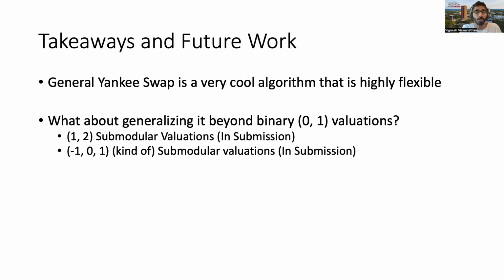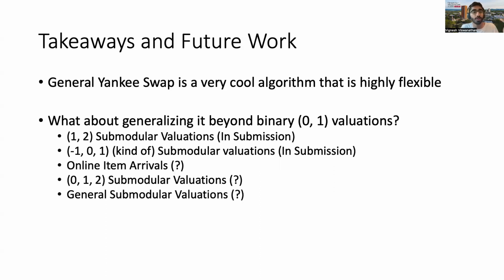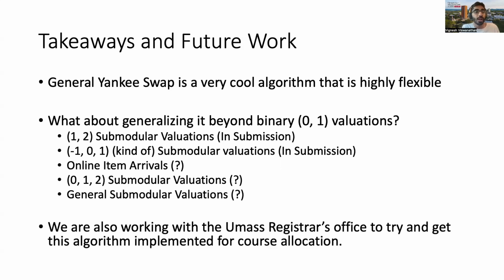We have done some work on this front. For example, instead of 0, 1 valuations, what if you had 1, 2 valuations? Then we show that a similar framework works. Similarly, for -1, 0, 1 valuations, again, a similar framework, but we're now looking at other forms like general submodular valuations, ternary submodular valuations, and so on. Keep you posted if we actually find something, but I'm very hopeful. Finally, I feel like this is also really cool: we are currently working with the UMass Registrar's Office to try and get this algorithm implemented. If you have any questions about that, please email Yair or me.